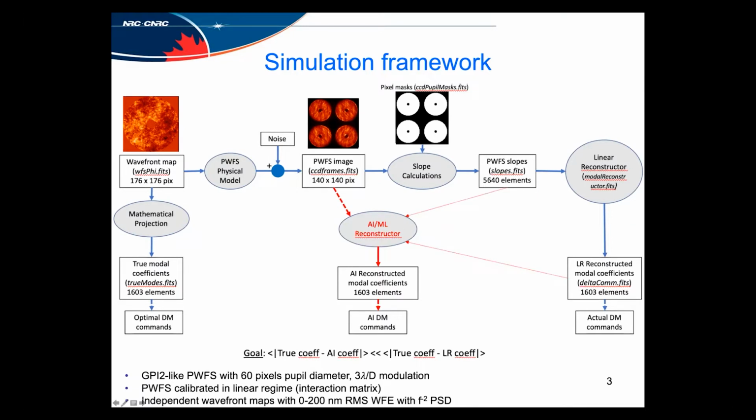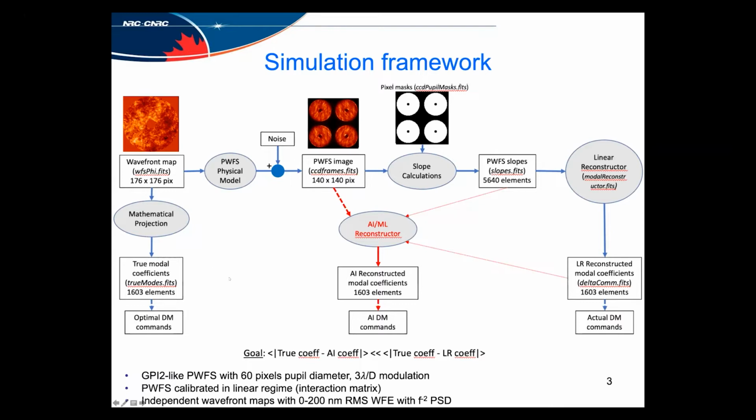The alternative is to use a different reconstructor based on machine learning. The goal is that the coefficients provided by the reconstructor are as close as possible to the true coefficients.